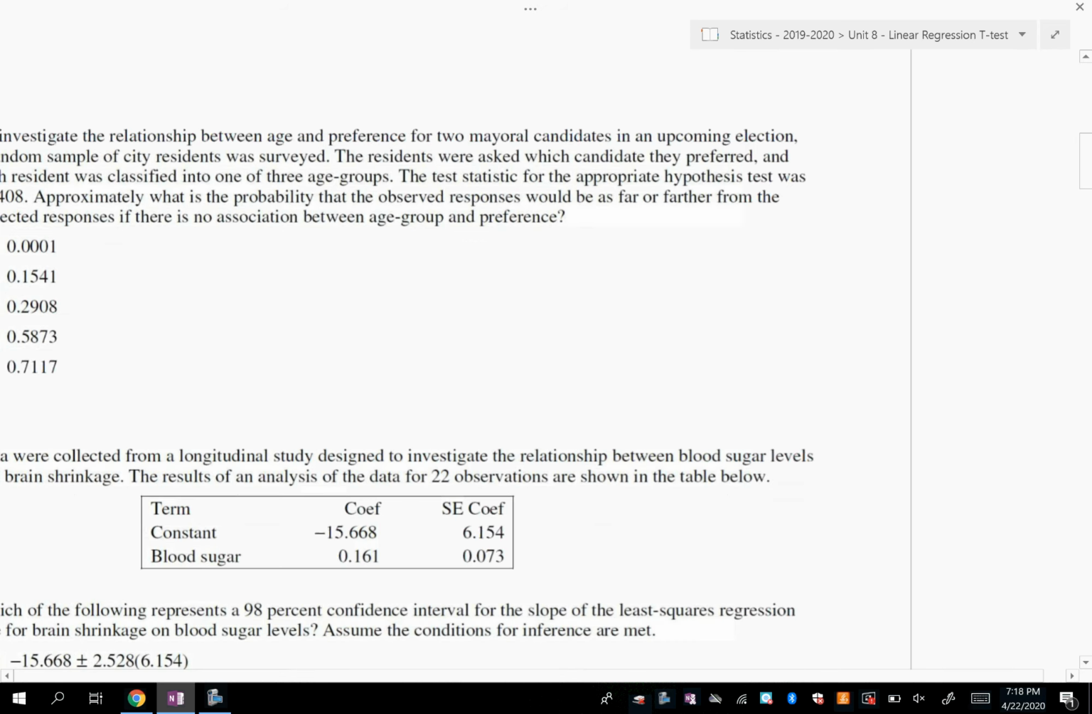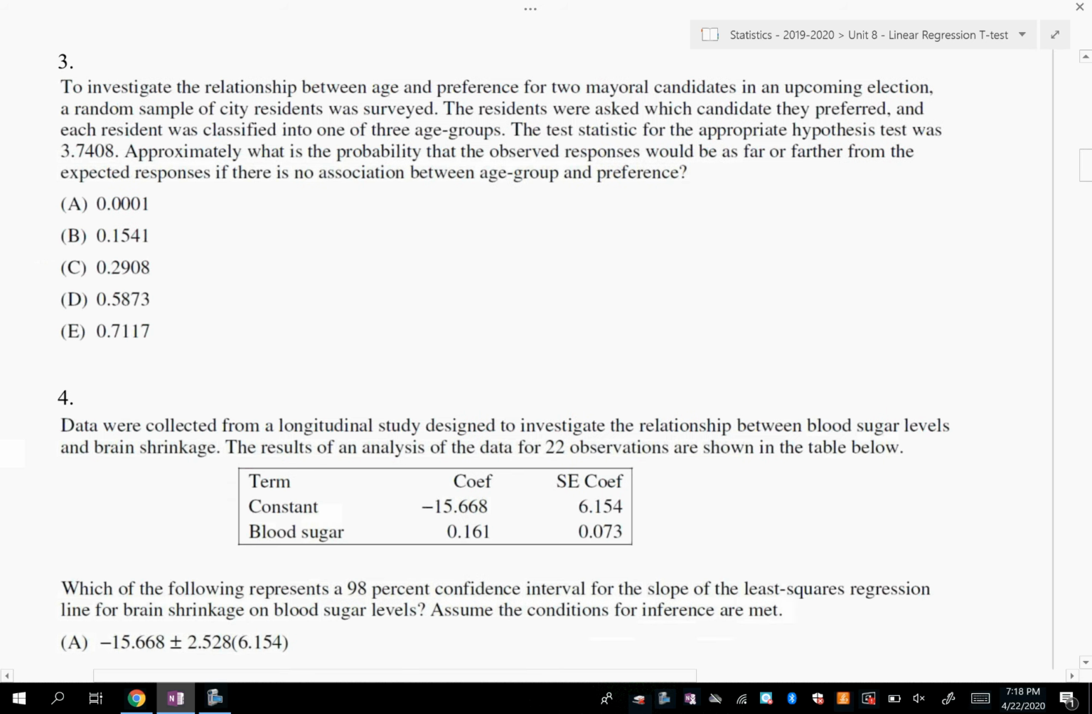Okay, number 3. Okay, so number 3 is asking us to find a p-value. Approximately what is the probability that the observed responses would be as far or farther from the expected responses if there is no association between age group and preference? Okay, so this is asking us to use one of our links to find the p-value.